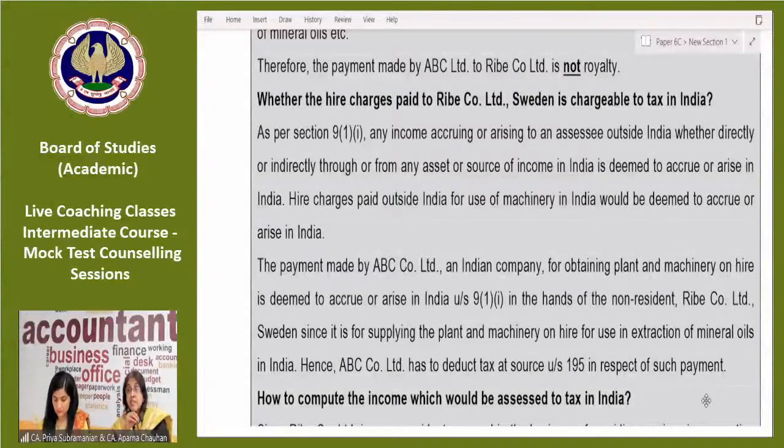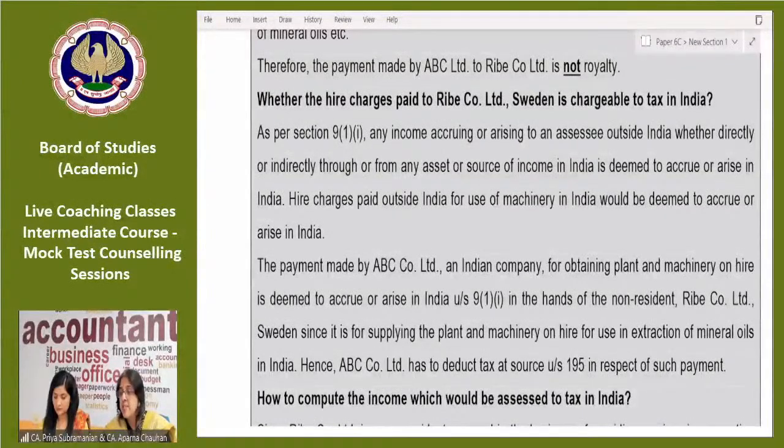9(1)(i) states that if the source of income is in India, any income which accrues or arises from an asset or source of income in India is deemed to accrue or arise in India. Since the source of income in this case is in India, the hire charges paid will be deemed to accrue or arise in India. Hence, it will be chargeable to tax in India in the hands of Private Company Limited. Therefore, ABC Company Limited has to deduct tax at source under 195.